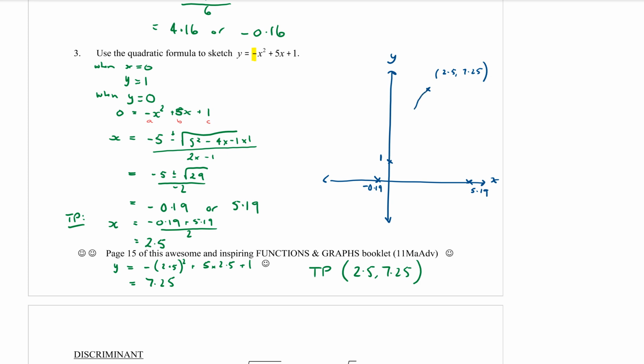Connecting the dots, we get our parabola. Okay. Ready for the next page?